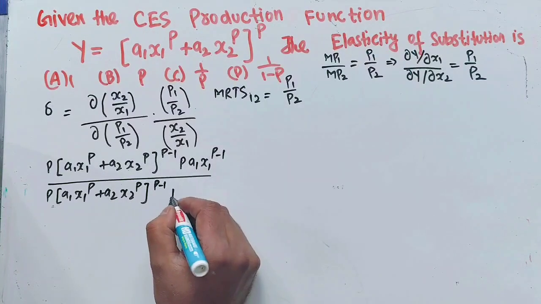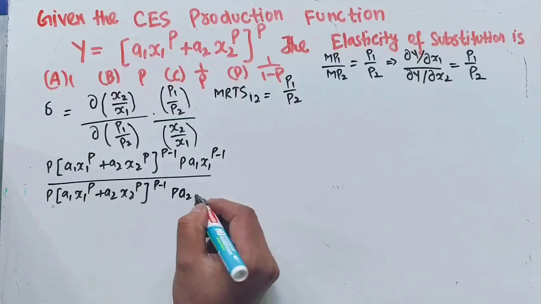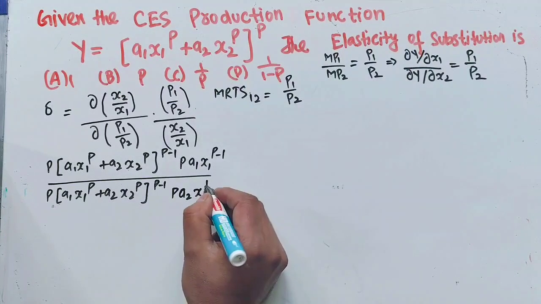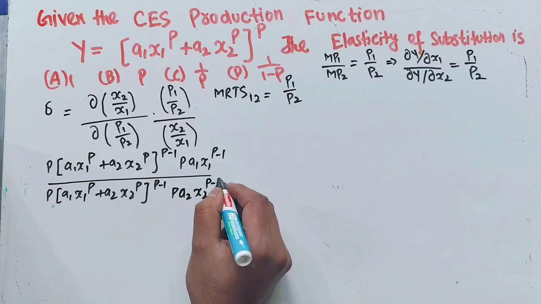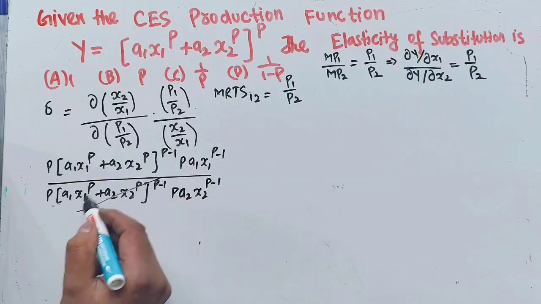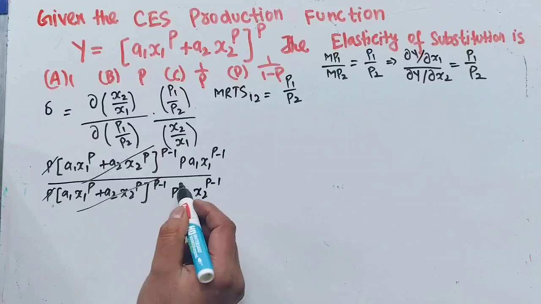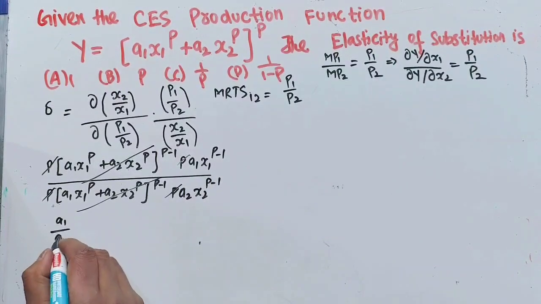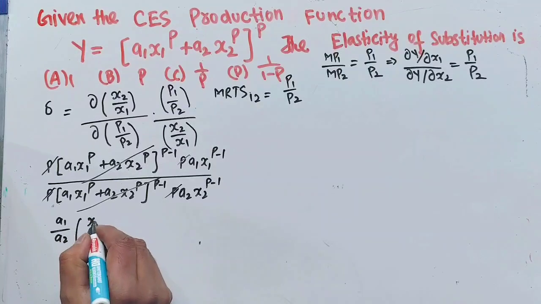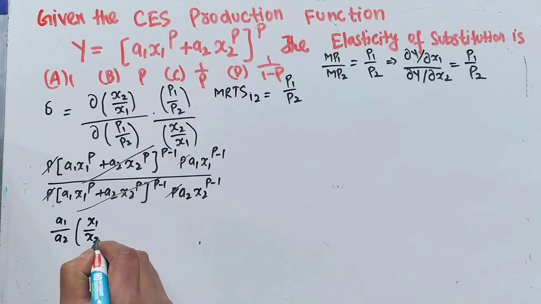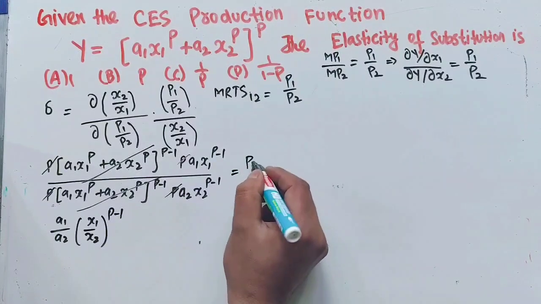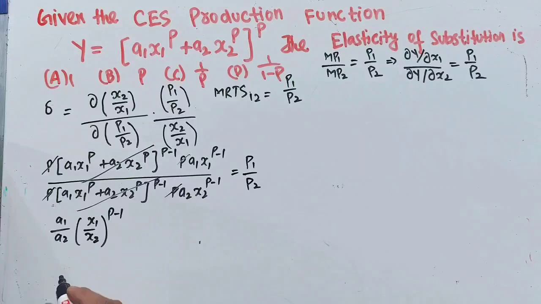raised power p, so p becomes coefficient, then we have a2, then we have x2 raised power p minus 1. Here this term gets cancelled, p and p get cancelled, so we are left with (a1 upon a2) whole times (x1 upon x2) raised power p minus 1. If I reciprocate it, it should be equal to the input price ratio P1 upon P2.